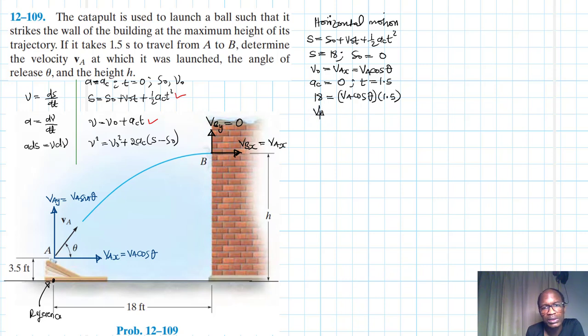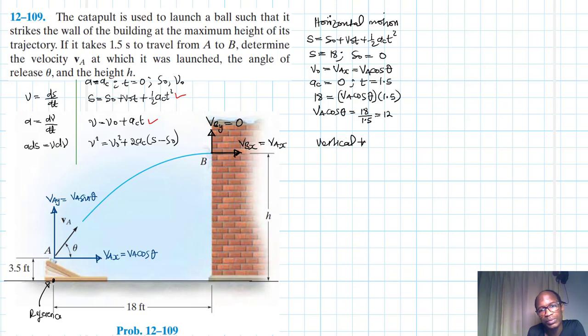So let's write this in terms of this unknown. VA cos theta equal to 18 divided by 1.5. What does this give us? Grab your calculator. So 18 divided by 1.5, this gives us 12. Great. So let's go to the vertical.